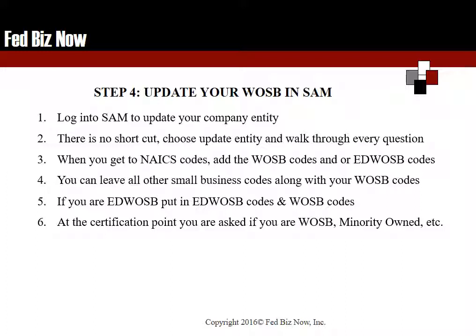Your NAICS codes update will come pretty easily and pretty quick, but you look for that point where it asks you during the SAM registration process, because what you're doing in SAM is updating. Make sure you look for that question. Are you a WOSB, a woman-owned small business? And then check all of the appropriate boxes.